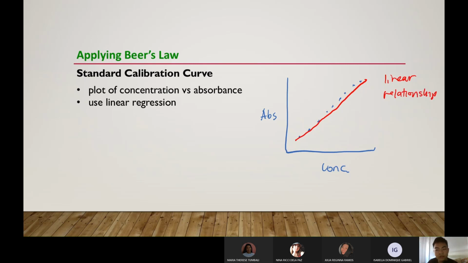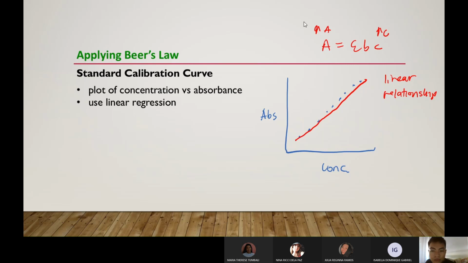So, we expect that to have a linear relationship. Kasi sabi nga natin kanina, if your absorbance increases, the concentration increases as well. Saan natin sinabi yon? Dito sa equation na yon. If you increase the A, you increase the C. Vice versa. Okay? So, the lower your concentration is, the lower the absorbance will be.